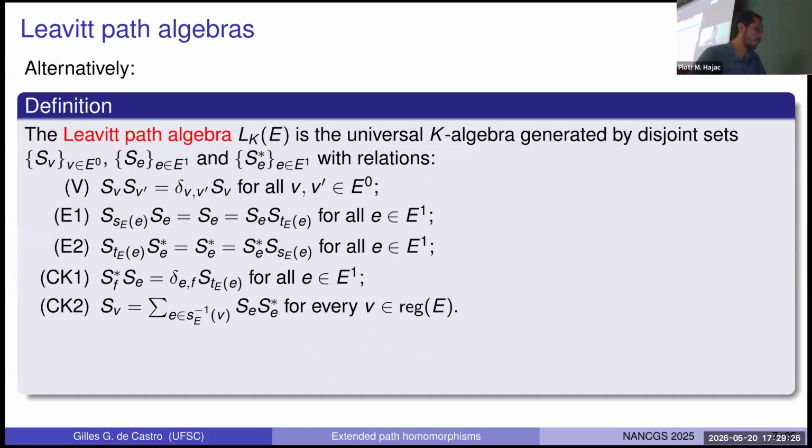Another way, if you want to define directly using generators and relations, if you want to talk about the Leavitt path algebra, you take 3 sets: one set associated with vertices, one set associated with edges, and then another copy of a set of elements associated with each edge. Sometimes these are called ghost edges.